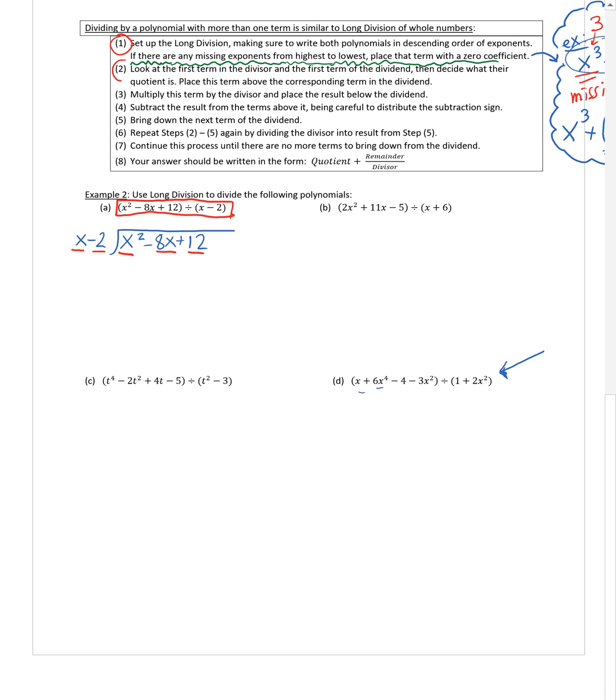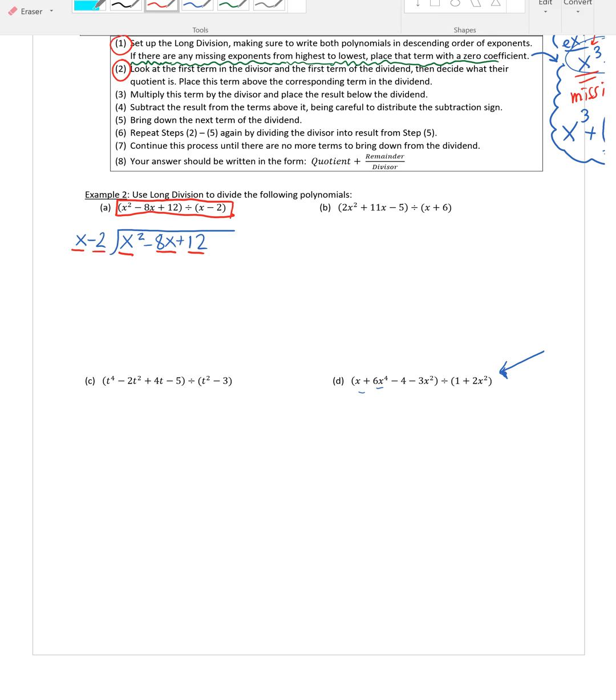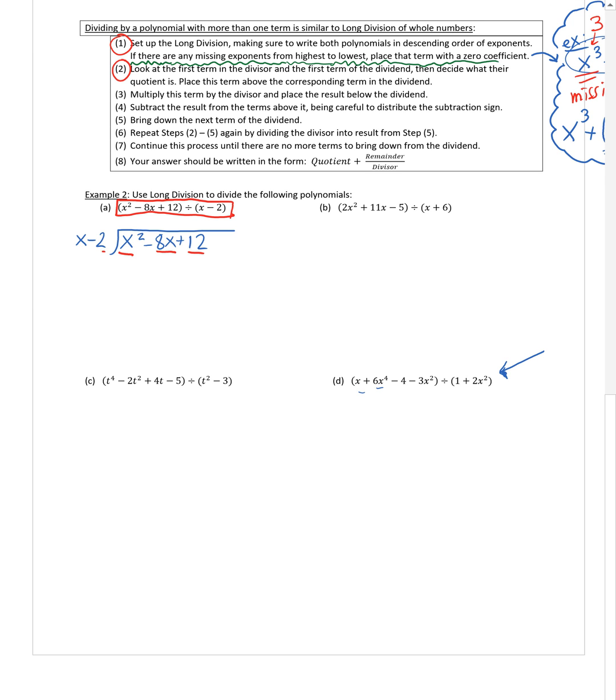Step 2 says you're going to now look at the first term in the divisor. Let me see, I'm going to erase these markings so I don't confuse myself. Remember, the divisor is the thing outside the parentheses, so I'm looking at the first term. Where is that guy? X here. You're looking at him, and then you also look at the first term in the dividend. So I know there's a lot of terms hanging out here, but you're really only focusing on the outer guy, the very first guy, and the inner term, the very first term. So look at those guys, and then you're going to decide what their quotient is.